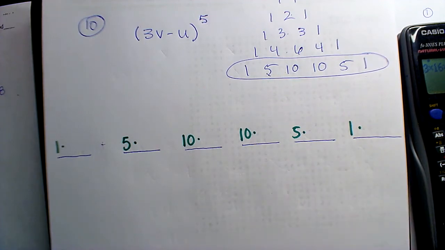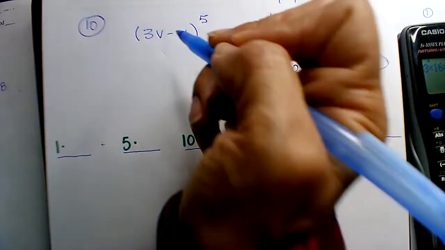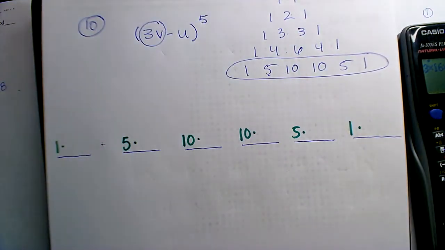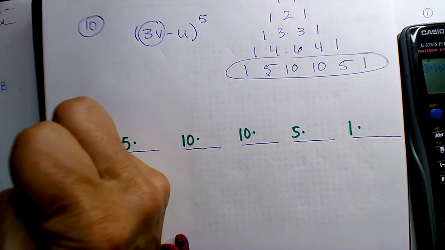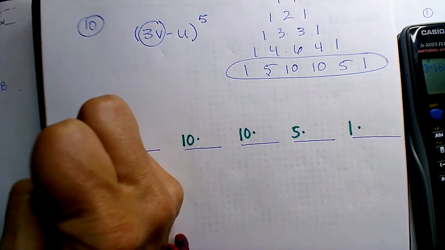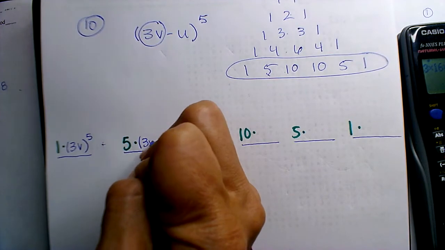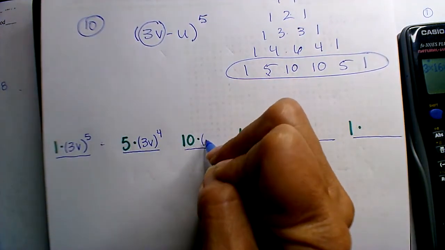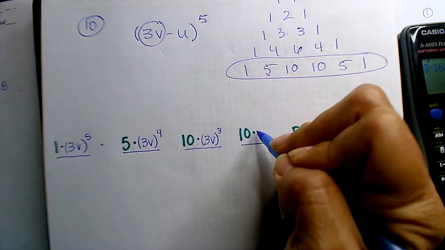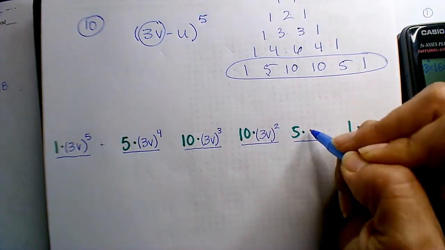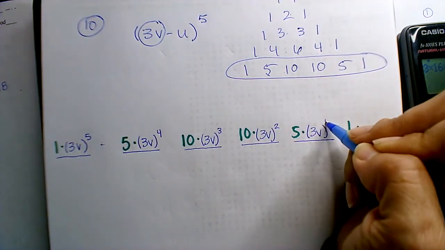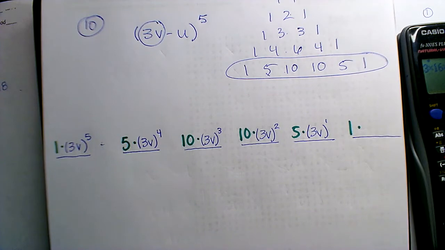Okay, keep going. Your first term is 3v. So this is going to be 3v to the 5th, 3v to the 4th, 3v to the 3rd, squared, linear, to the 1st, and then we don't even write it there.